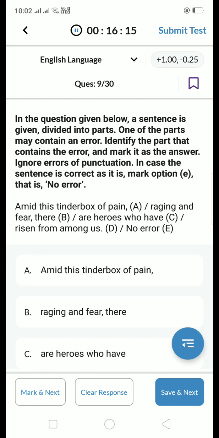Okay. Amid this tinder box of pain, raging and fear, there are heroes who have risen from among us. Amid the tinder box of pain, raging and fear. Okay, यहाँ पे pain, rage and fear होगा.